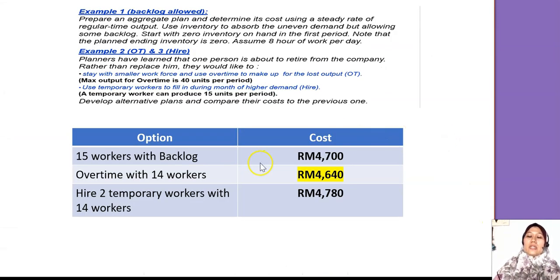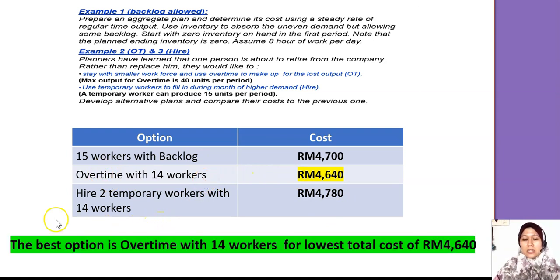So now they ask you to compare. Okay, compare antara tiga option ni, which one is the best. So you're looking for the lowest total cost, in which this one 4640. So the best option is overtime with 14 workers, iaitu example 2, for lowest total cost of 4,640. Okay, that's how you do it.